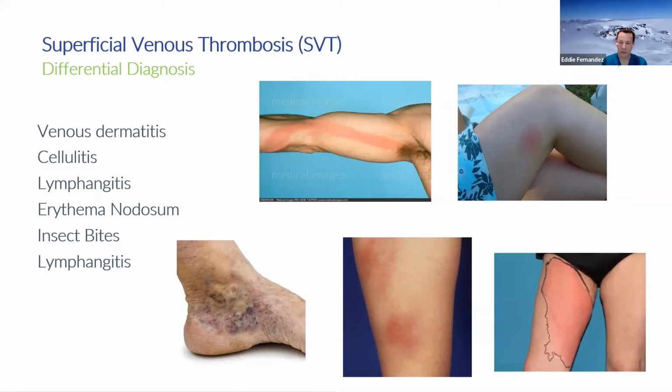Now, erythema nodosum, if you've seen these cases, they have these little tender, hot, warm nodules. You can say, well, that might be an SVT. And you do need the ultrasound to fully exclude these cases.